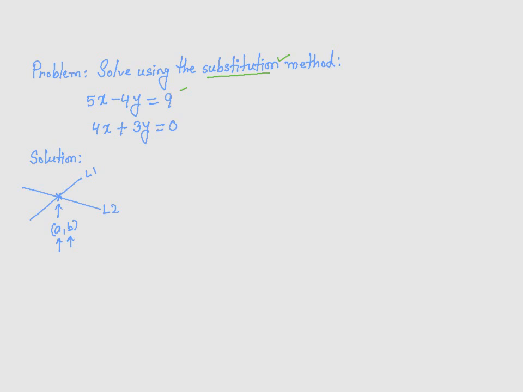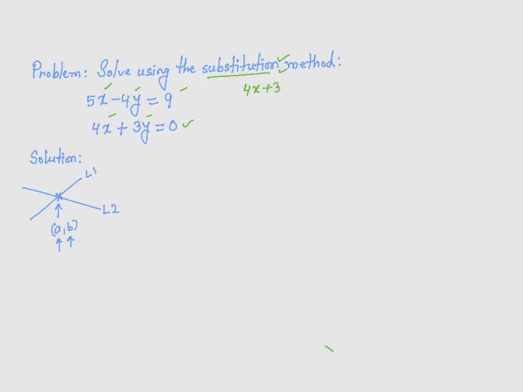Just by looking at the equation, it appears that none of the variables have 1 or negative 1 as a coefficient, which is what we need in order to use the substitution method. However, if we look at the second equation closely, we notice that we can actually simplify this equation and solve for y very easily. So let's start with this one.